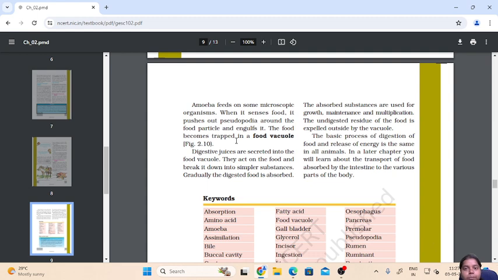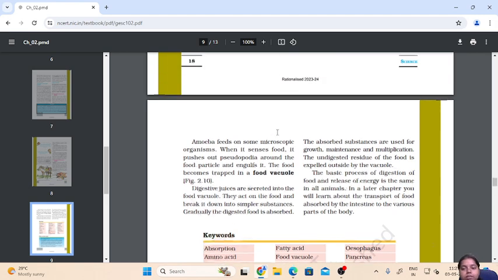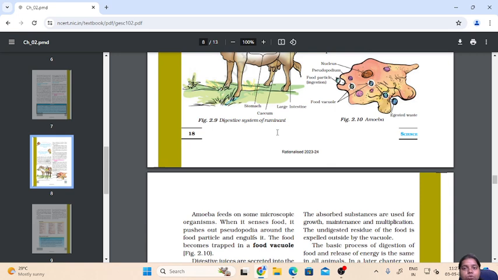Once it takes the food, digestive juices are secreted into the food vacuole. The food will get digested, and the digested substances will get absorbed for the growth, maintenance and multiplication of the organism. And the undigested residue of this food, in the case of amoeba, is expelled out by the vacuole only, because it doesn't have a proper digestive system like us.